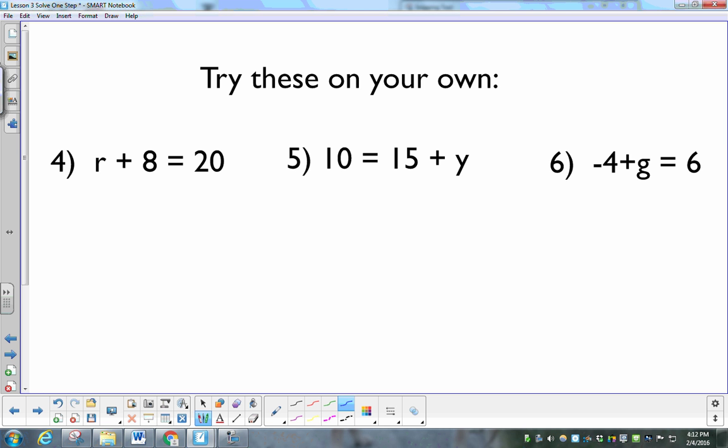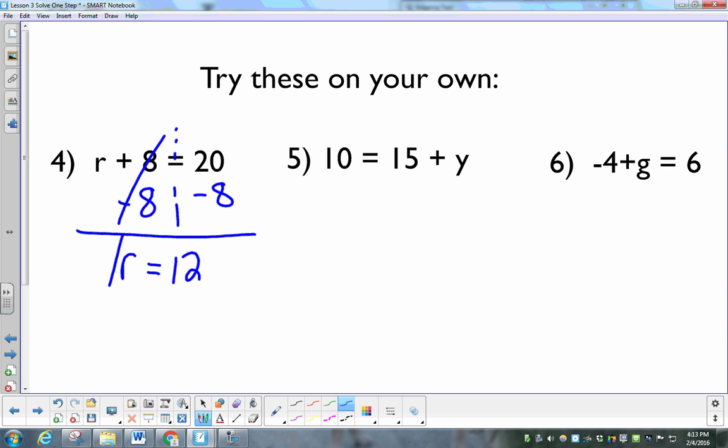Okay, so hopefully you took some time to work and we're going to go through these. On the first one, I have r plus 8 is 20. I want to do the opposite of what happened to my r to get it by itself. So the opposite of adding 8 is subtracting 8. I want to do that to both sides of my equal sign. And then I can figure out what I have left. So now I have left r equals, and 20 minus 8 is 12. And if you checked your work there, it should work out. r is 12, 12 plus 8 does equal 20.